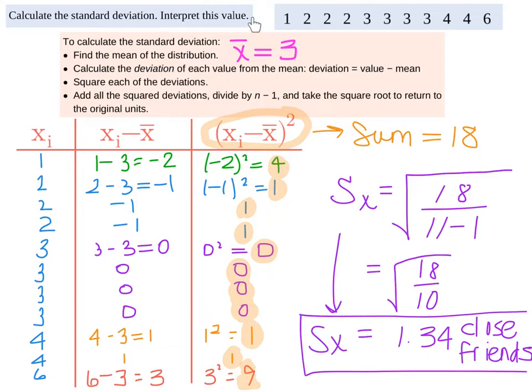And if we were going to interpret this value, we would say that the number of close friends that the students in this sample have typically vary by about 1.34 close friends from the mean of, on average, 3 close friends.